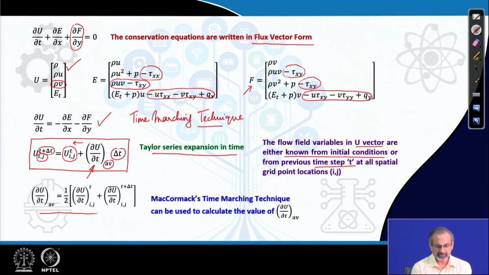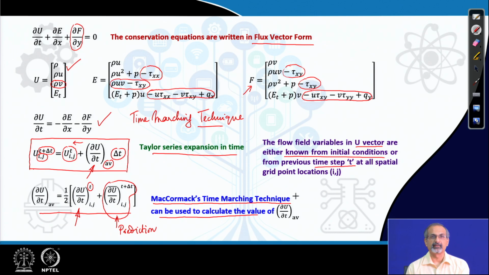How do we define the average value of del u del t? We mark it like this. We take an arithmetic average of del u del t that we assess at the time t, and then we have another assessment of del u del t, which is what we call a prediction, which we will discuss in due course. And we are going to follow a very famous technique, which is often called the McCormack's time marching technique, in order to do these calculations.